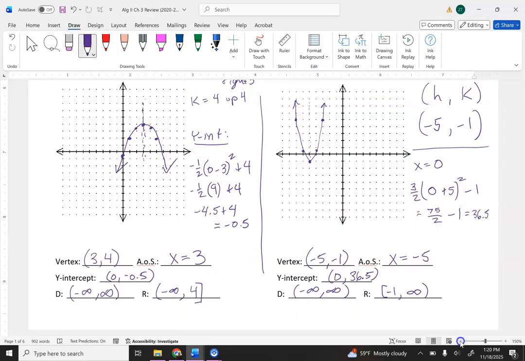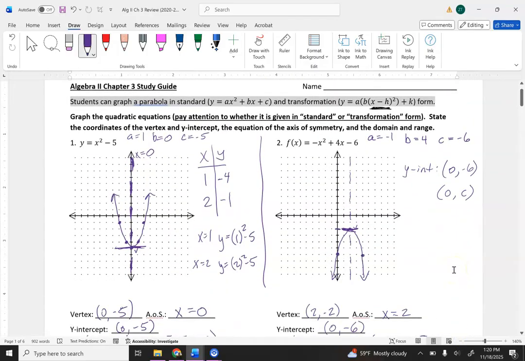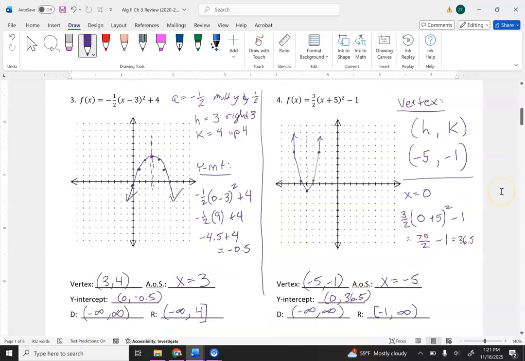All right, so that takes care of the graphing. So remember, on the test, you're going to have to evaluate, is it standard form like this, or is it transformation form like this? Once you identify which form it's in, then you can do the right calculations or the right process for that certain kind of parabola. All right, the next video will focus on the next page of the review.